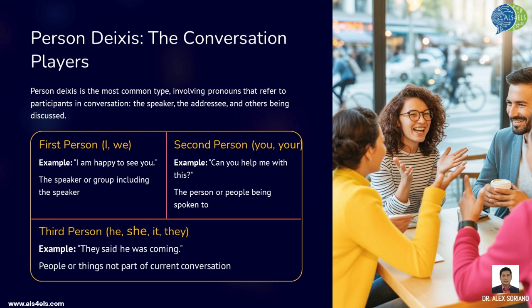Second person: words like you and your. This refers to the person or people being spoken to. So in our example, you is the second person. Third person: words like he, she, it, and they. These refer to people or things that are not part of the current conversation. For instance, "they said he was coming" refers to people who are absent.